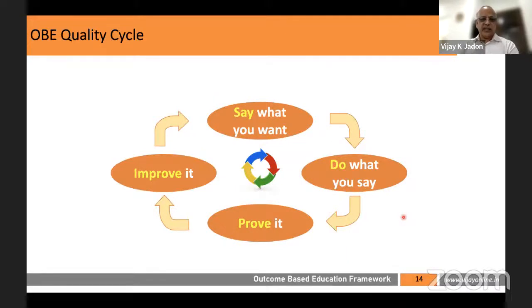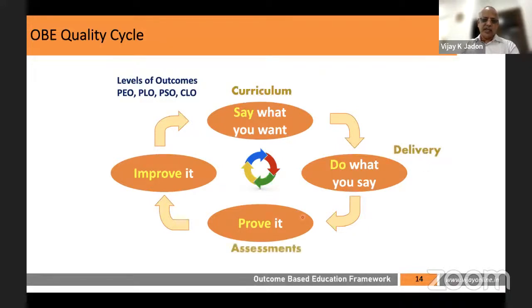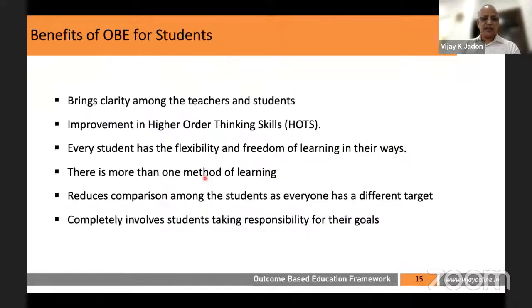OBE says: say what you want, that is the curriculum; do what you say, that is the delivery; prove it, that is the assessment; and improve it, where the different bodies and feedback will improve. That is the complete OBE cycle. For improving, we have to evaluate the attainment. So the benefits are very, very clear.